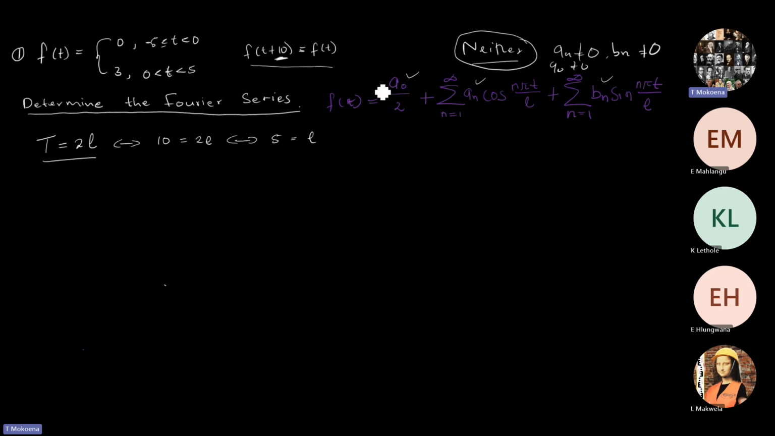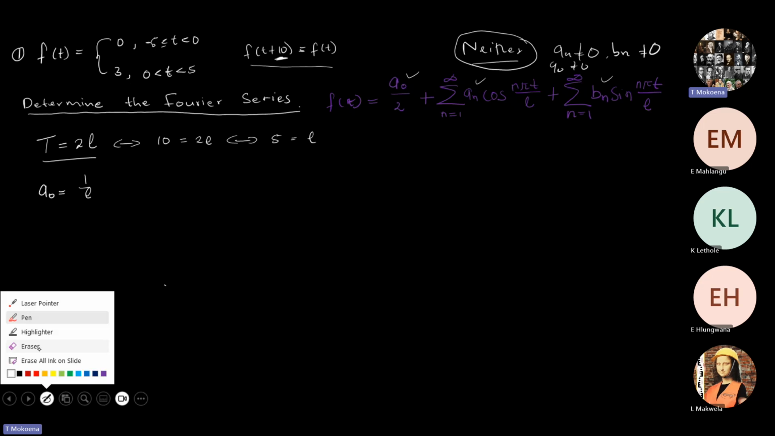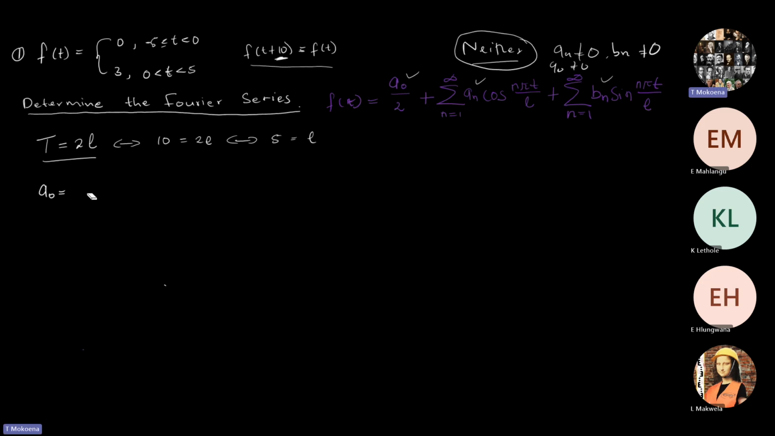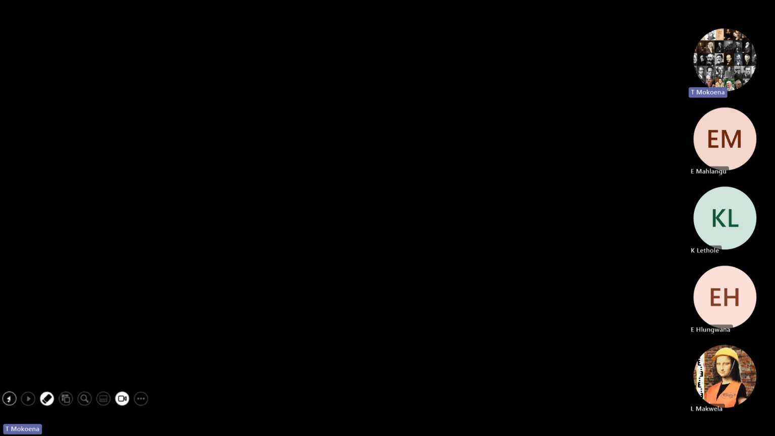Right. So the question is, how are we going to determine these, A sub naught? To determine A sub naught, there is a special formula that we use. So we're going to have A sub naught equals, now this is the special equation that we use to determine this. We say 1 over L. Hear me out. Here I'm writing 1 over L.